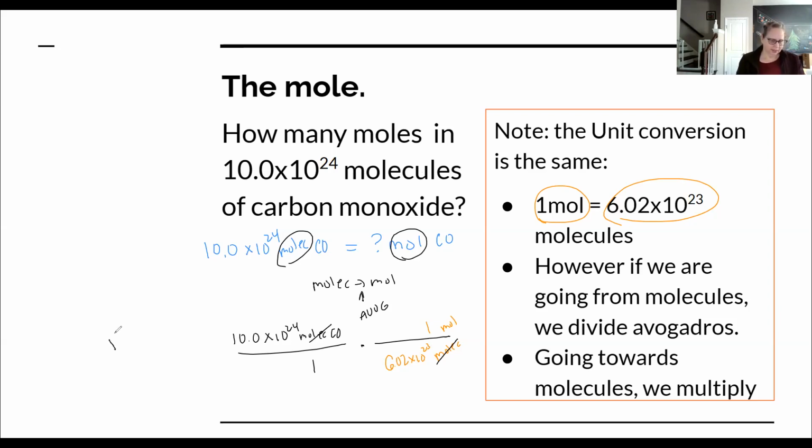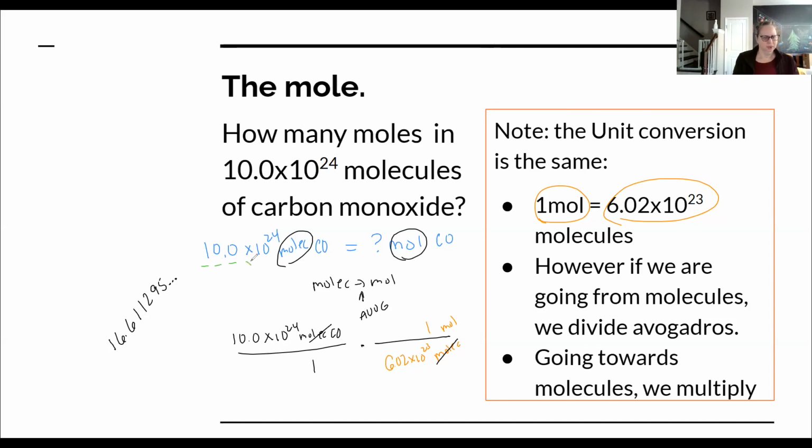And so when I plug that in, 16.611295 and so on, and I look and there's no E at the end. Does that make sense? Yeah, because we're going from molecules to moles. So oftentimes we will not have an exponent. Not always, but oftentimes.